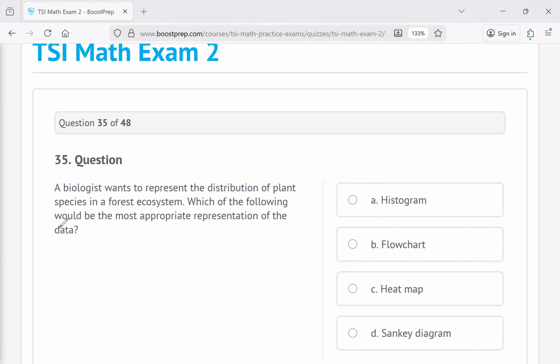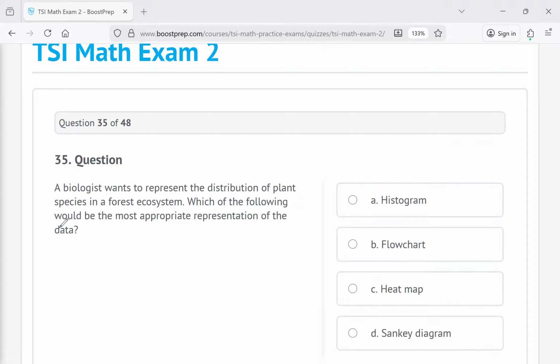Okay, a biologist wants to represent the distribution of a plant species in a forest ecosystem. Which of the following would be the most appropriate representation of the data? Is it A, a histogram, B, a flowchart, C, heat map, or D, a Sankey diagram? I have no idea what a Sankey diagram is.